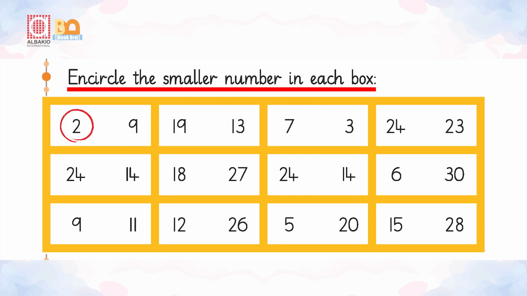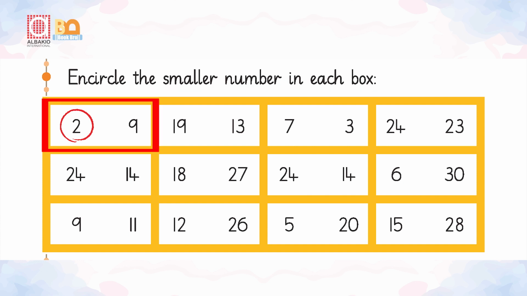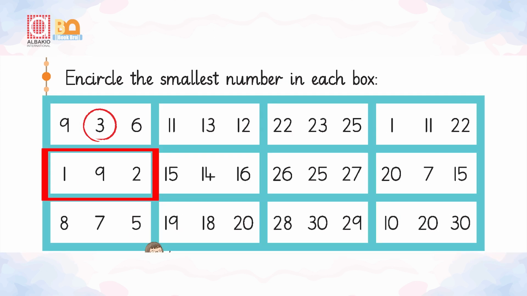Time to encircle the smaller number in each box. 2 or 9? It's 2. 19 or 13? It's 13. 24 or 14? It's 14. Great. Now look at the given 3 numbers.